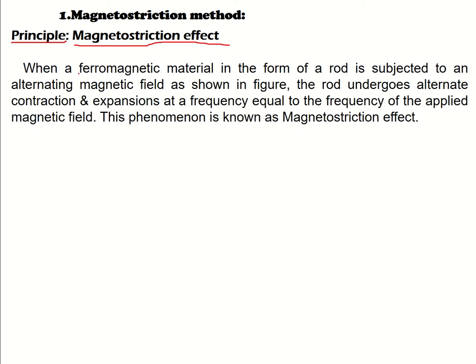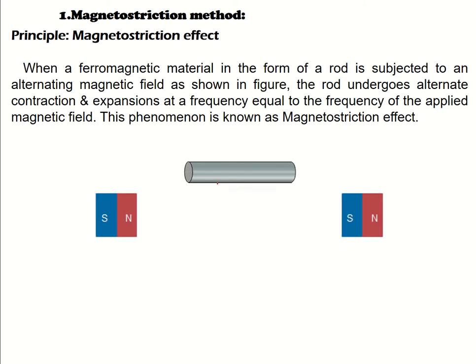In this case, we are using a ferromagnetic material in the form of a rod. So here, let us consider this is a ferromagnetic rod. If we put this rod into an external magnetic field, at that time its length will either increase or decrease. Suppose we are putting the ferromagnetic rod into an external magnetic field, and its length is increasing, with the direction of the magnetic field from left to right. Now, if we alter the direction of the magnetic field, then its length will decrease.